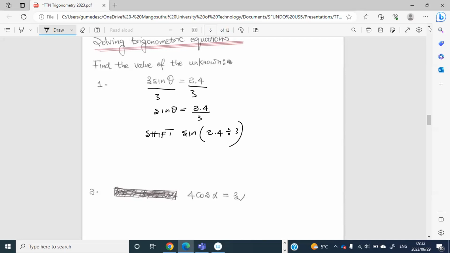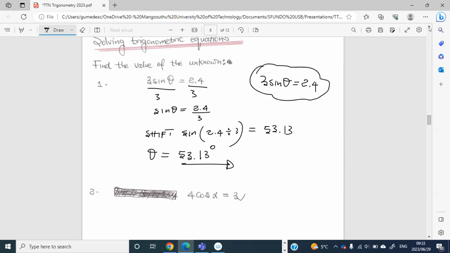2.4 over 3. I got 53.13. So it means theta is 53.13 degrees. So it means that is a solution of this equation here. So a solution of this equation is 53.13. That is the theta that satisfies this equation.